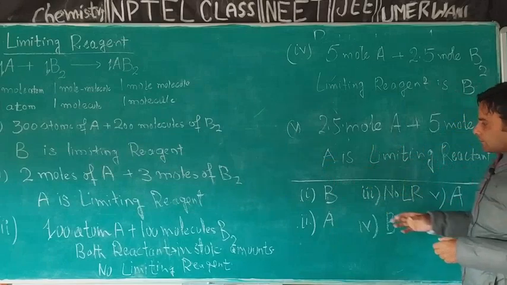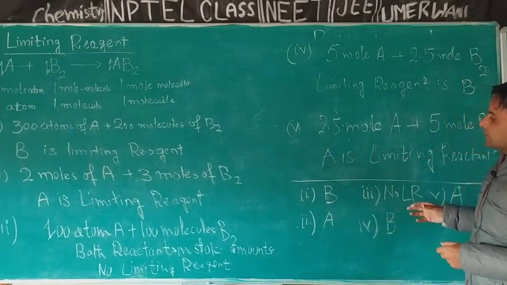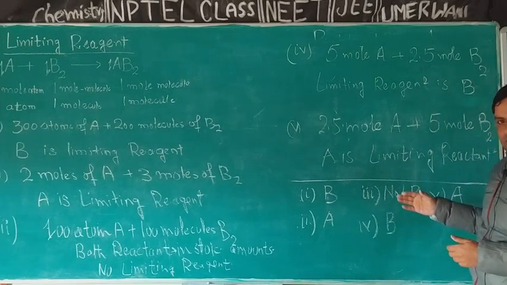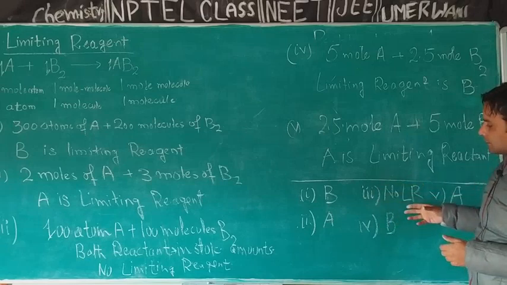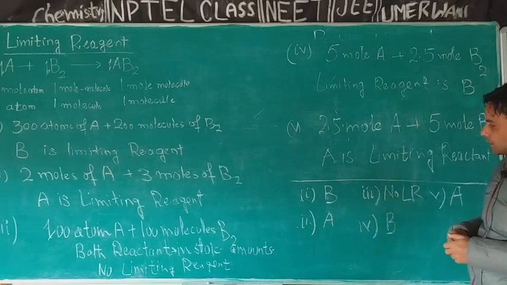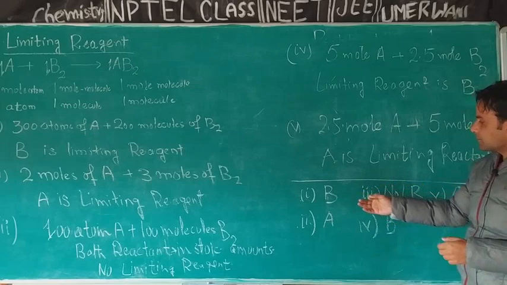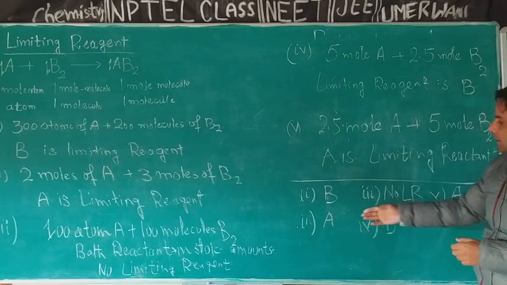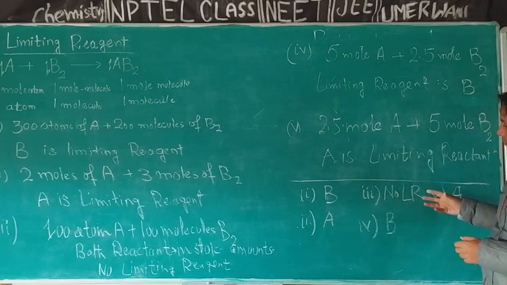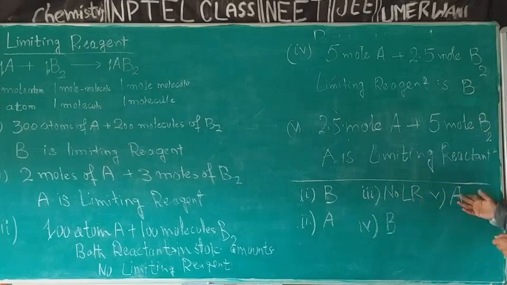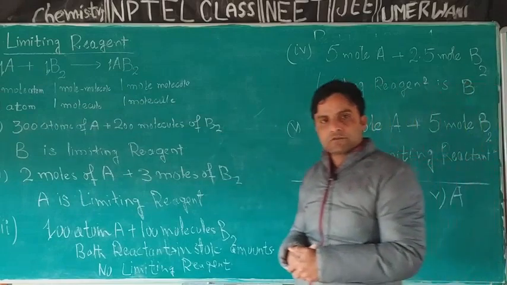In this way I was able to identify the limiting reagent in all the 5 mixtures, and I found that in the first B is the limiting reagent, in the second A is the limiting reagent, in the third there is no limiting reagent, in the fourth B is the limiting reagent, and in the last part fifth A is the limiting reagent.